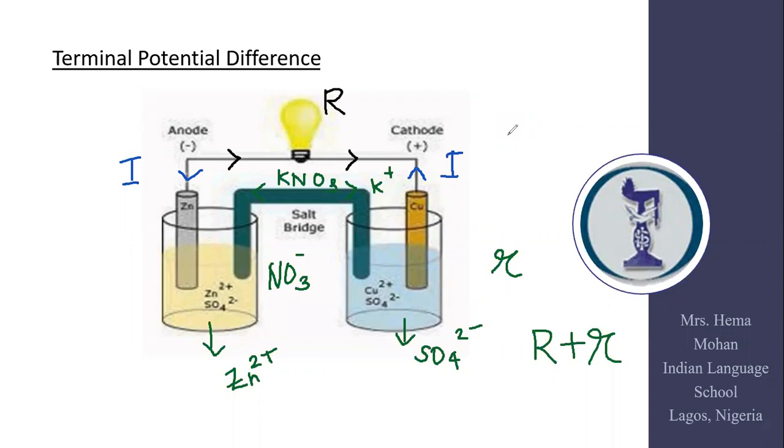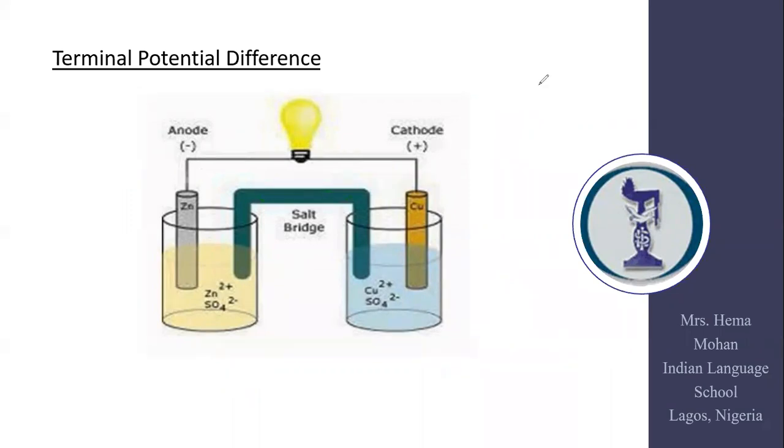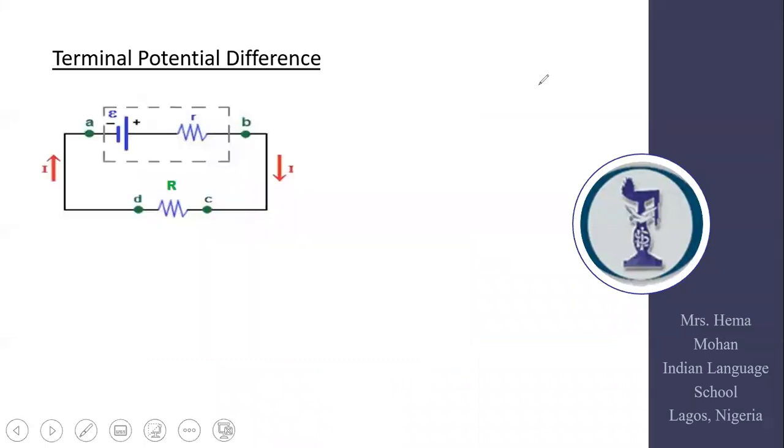Now, under this condition, if you measure the potential difference across the terminals of the cell, across the electrodes of the cell, whatever is the drop is what we call the terminal potential difference of the cell. Now, if I redraw this circuit in the form of a symbolically represented circuit diagram, you get something of this sort.